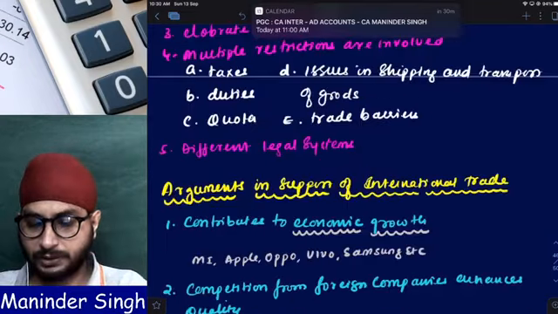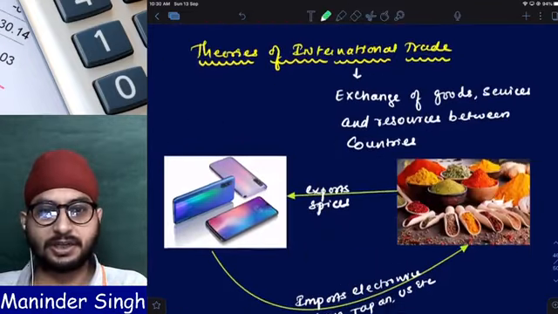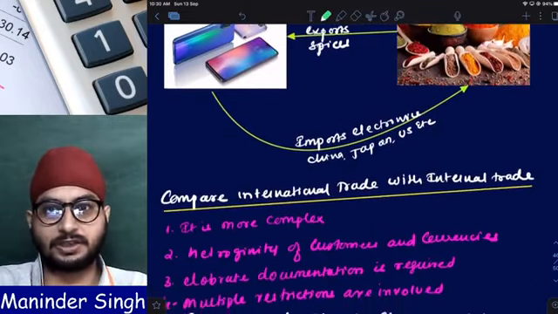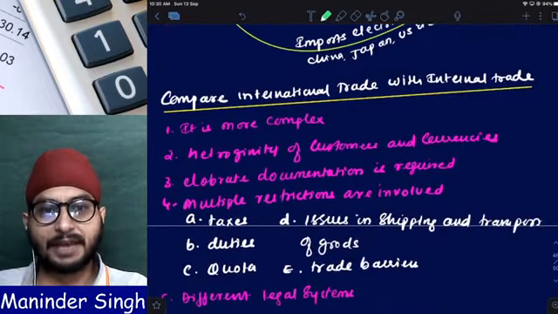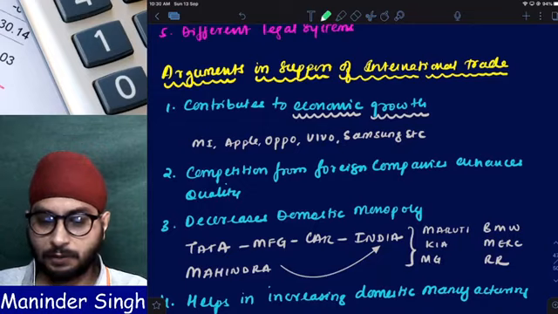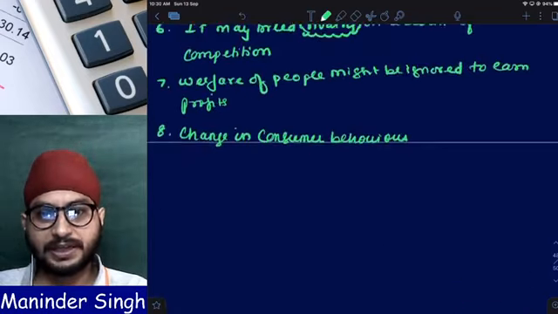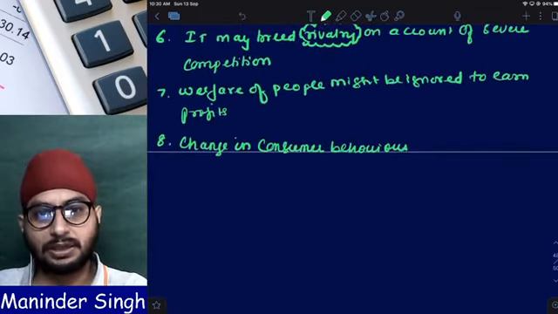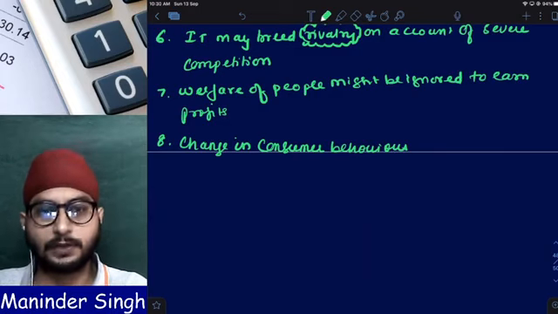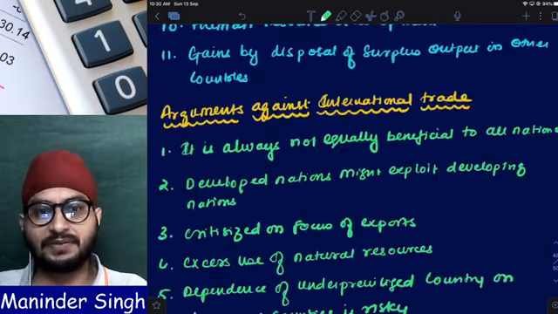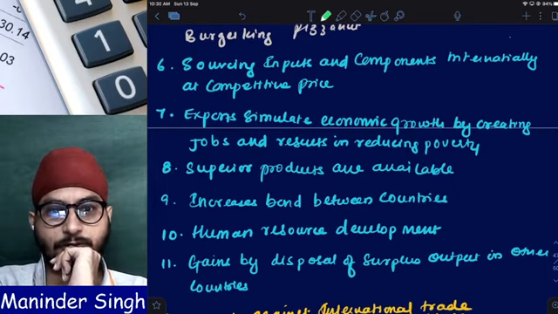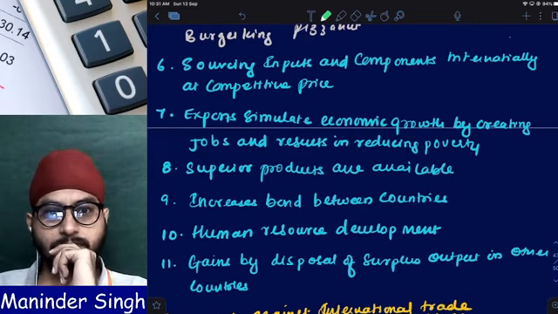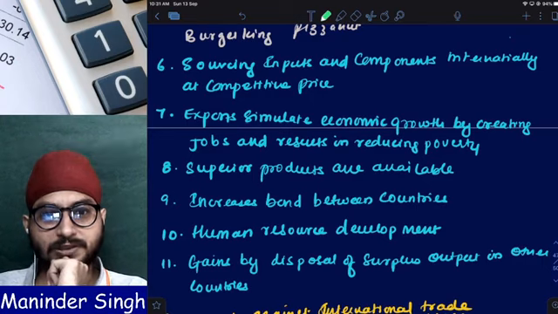So till now we have seen what international trade is. We have seen the reasons why international trade can be beneficial to you, and we have also seen some reasons why international trade can be harmful to you. Now, does anyone have any doubts as of now? Anyone wants to ask anything?